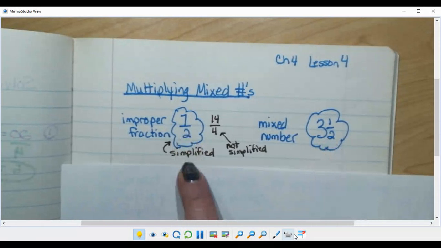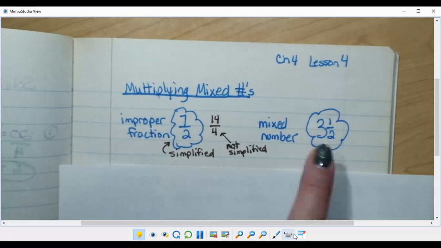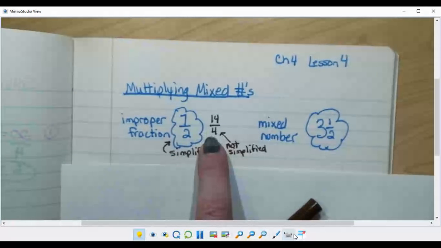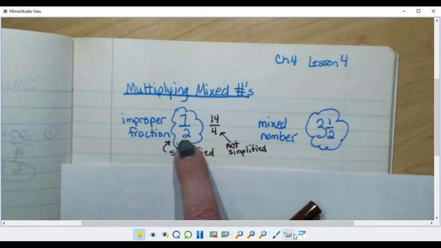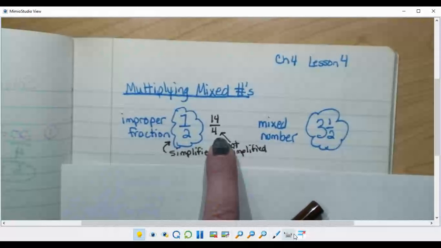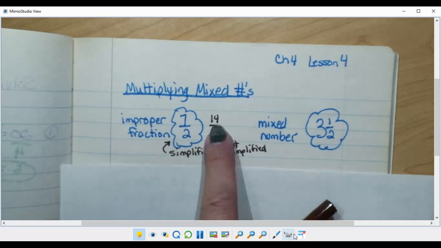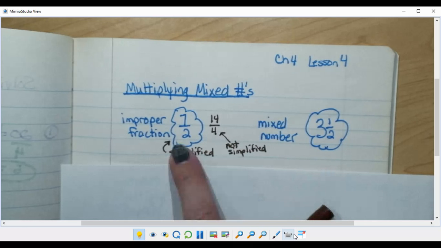Now, when we say to simplify, 7/2 is the simplified form. Simplify does not mean to switch forms. Simplify means to take out any common factors. So 14/4 is equal to 7/2. But 7/2 is the simplified form, where 14/4 is not simplified. So when you do your calculations, let's say you get 14/4 and somebody says, oh, you need to simplify, they do not mean to switch it to a mixed number. They mean to take out that common 2, divide both by 2, and get your simplified fraction.